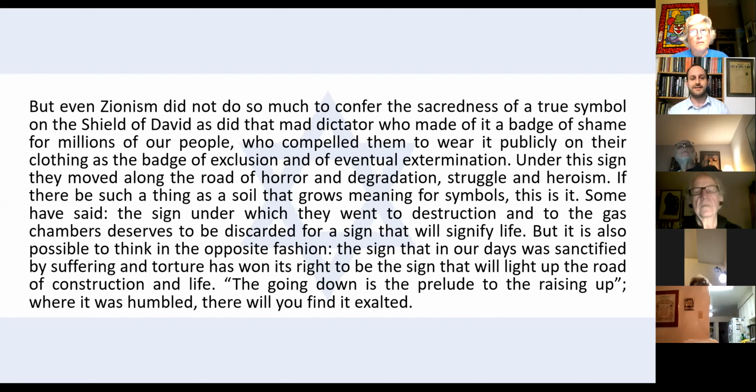But it has significance, just not quite to the degree that you thought. And so that's basically where the Star of David falls.